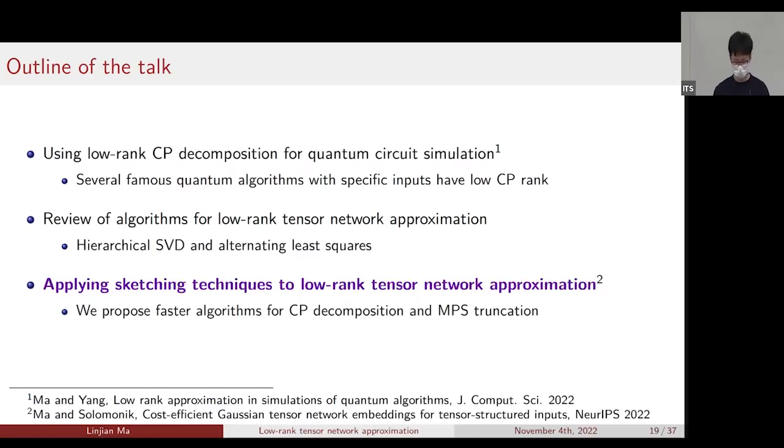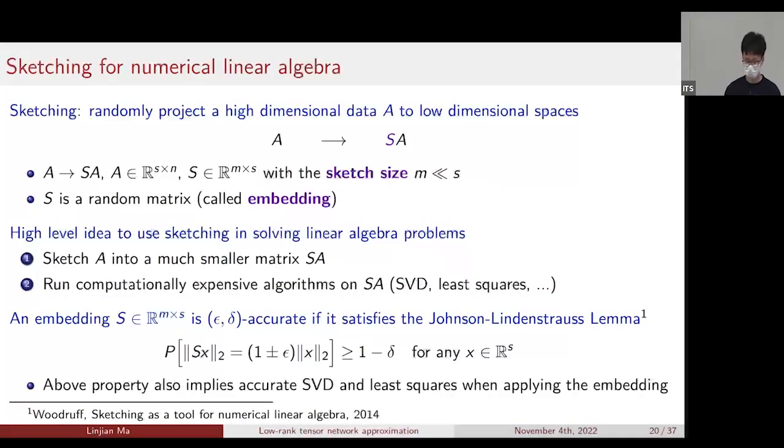Next, I'll talk about how we can apply sketching techniques to low-rank tensor network approximation. First, I'll briefly talk about the background of the sketching technique. This technique has been widely used in numerical linear algebra, basically to accelerate some matrix problems. But it's an open field how we can also apply this to tensor networks.